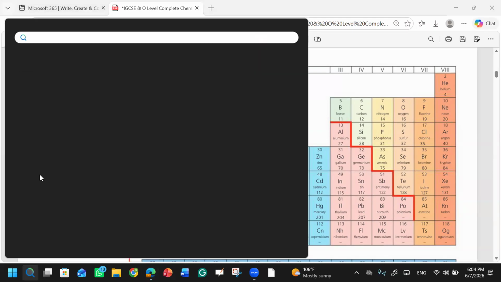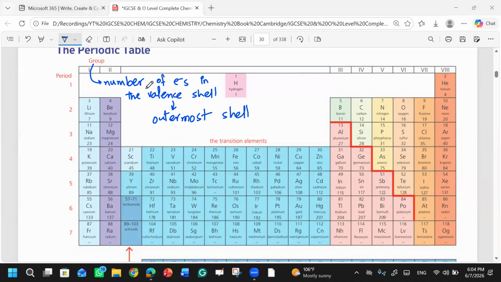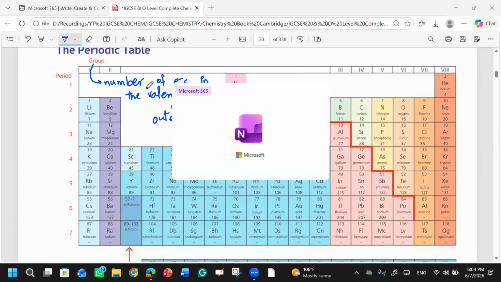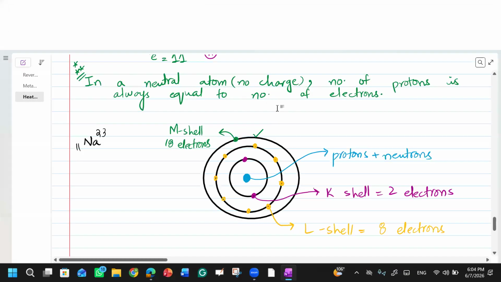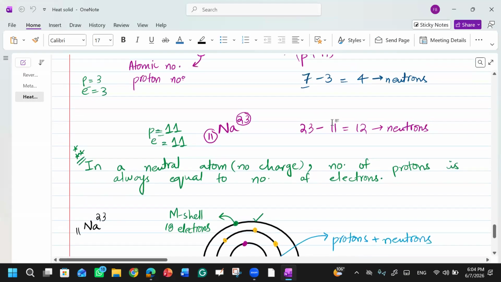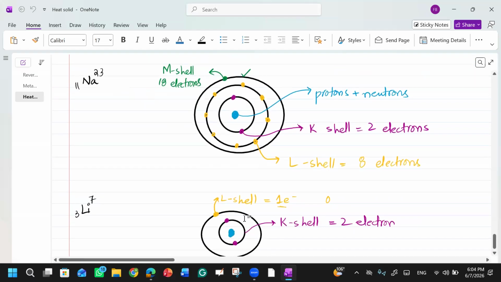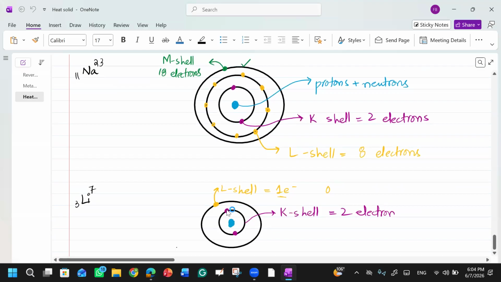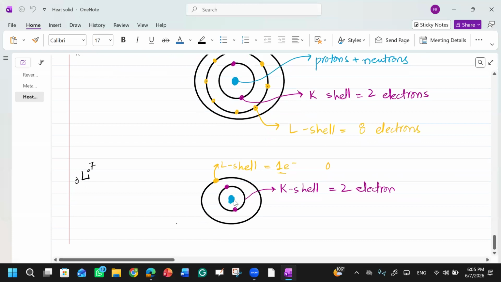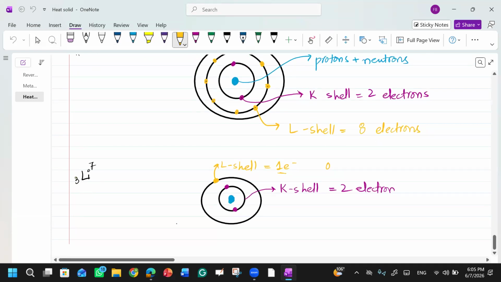Let me open the OneNote. Over here we draw for lithium and sodium. You see how many electrons are there in total in lithium? How many total electrons are there in lithium? In lithium, how do we know about this?